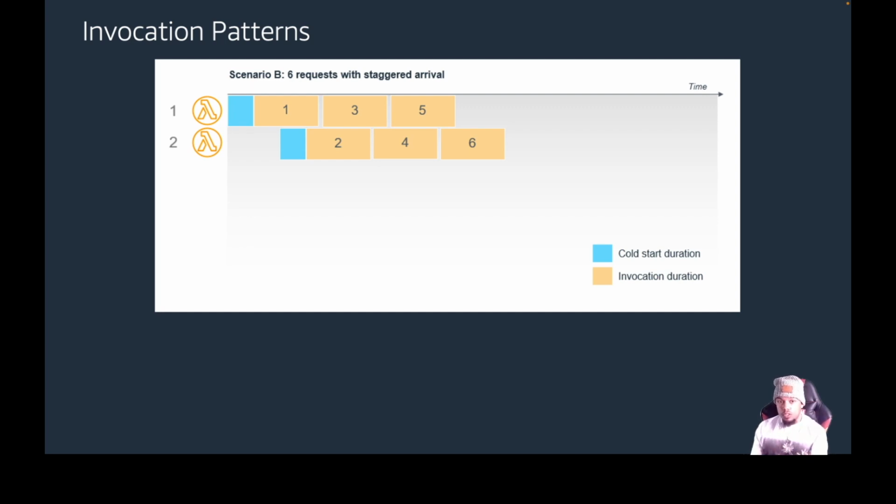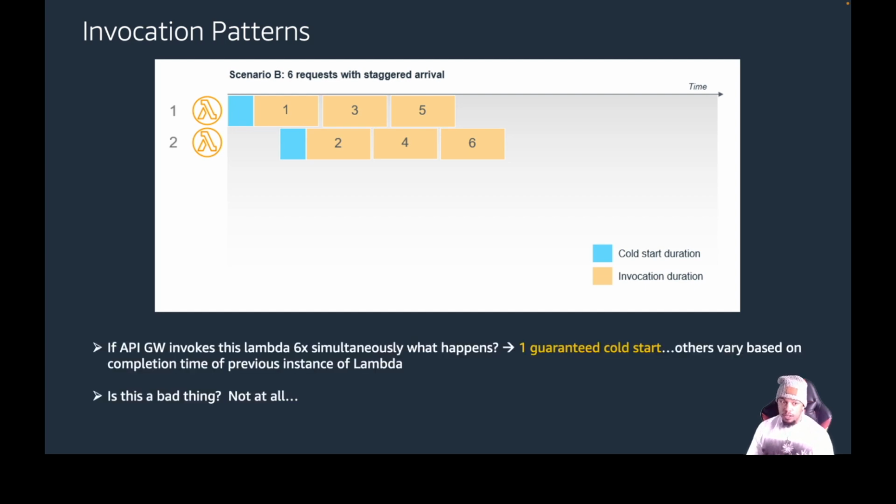But then when the third one comes in the queue, right, the first environment's done. So Lambda says, hey, I have an environment you can use. And then the same happens to the 4th, 5th, and 6th, respectively. So this is a scenario where you've implemented inherent environmental reuse by using asynchronous style handlers. But in this case, the only guarantee is that you'll have one cold start. The others vary based on the completion time of the previous instances of Lambda. So again, is it a bad thing? Absolutely not. But it's important to know why this is happening.